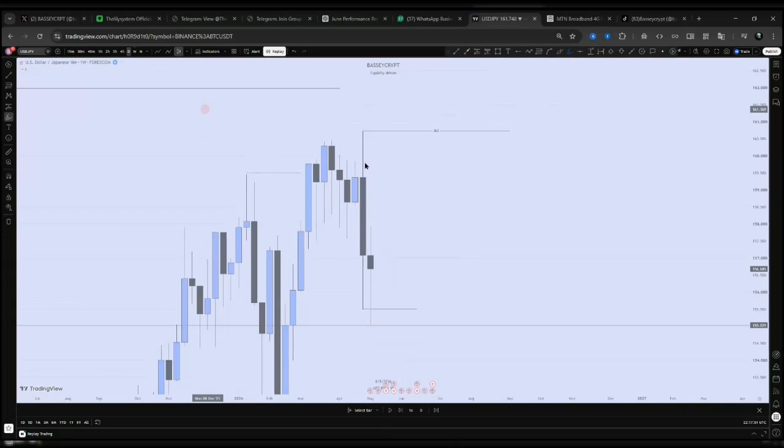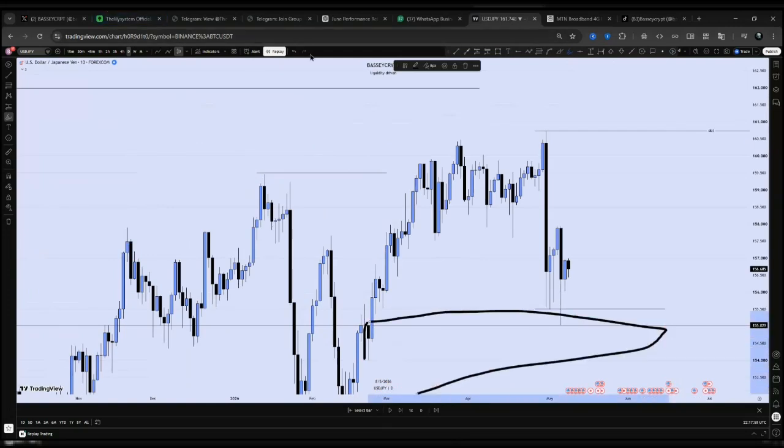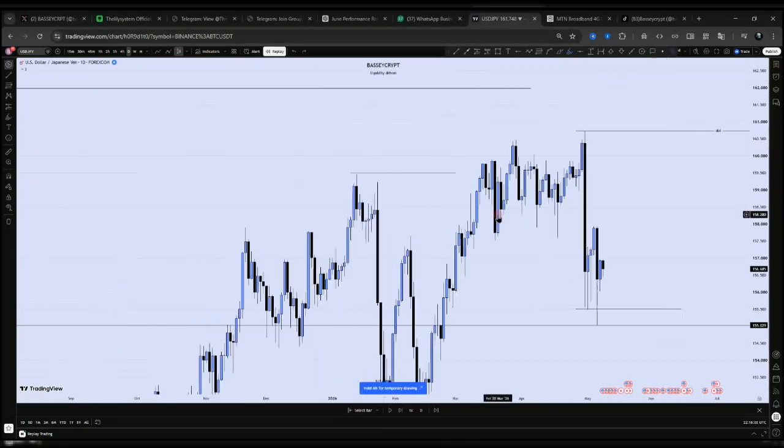So in the daily time frame, what happened here? Price is coming out from an order block, which is very, very interesting. Since we have the weekly range, now let's look at the daily time frame.